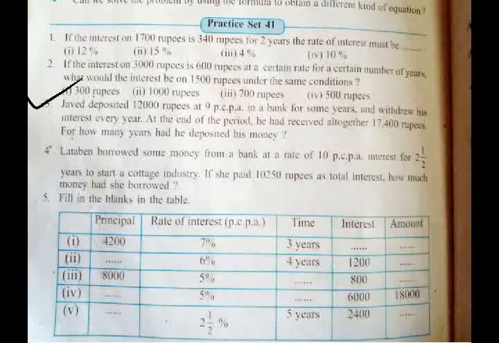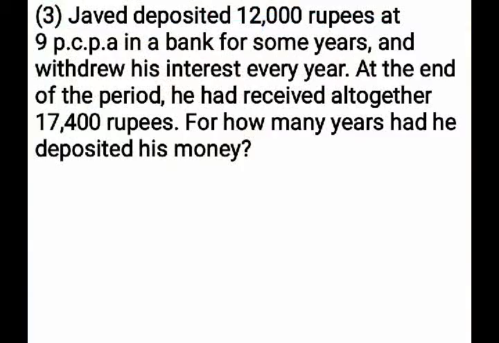Next, Javed deposited 12,000 rupees at 9 percent per annum in a bank for some years and withdrew his interest every year. At the end of the period, he had received altogether 17,400 rupees. For how many years had he deposited his money? First you have to understand the first sentence of this sum.